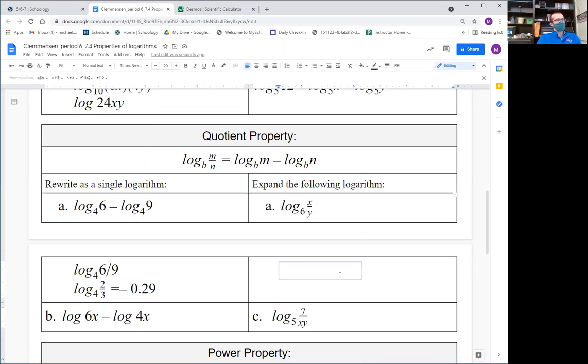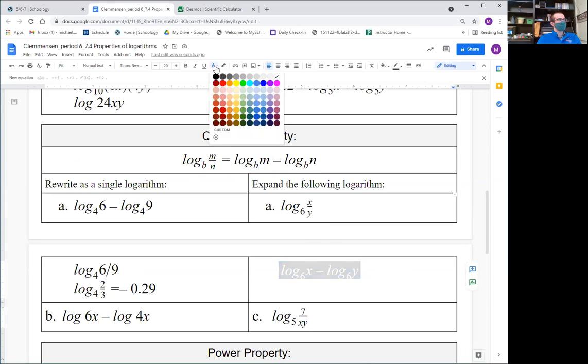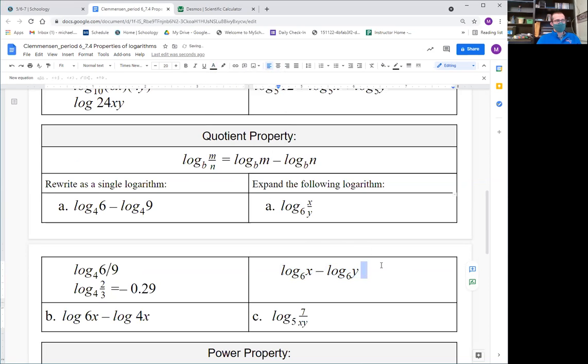Let's move on to this one real quick before we move into our last answer. Log of 6 over x divided by y. This time we're going the other way. We're expanding our form. So we're going from something like this to something like this. Since I have an x over a y, I'm going to break it up into an x minus my y. There. Division turns to subtraction. Then I'm done. Nice and easy.